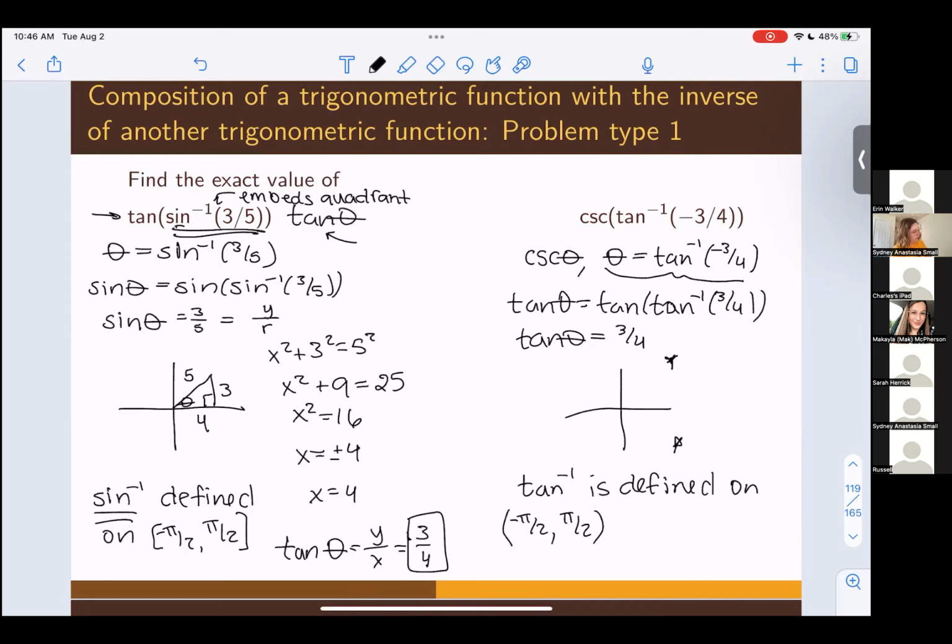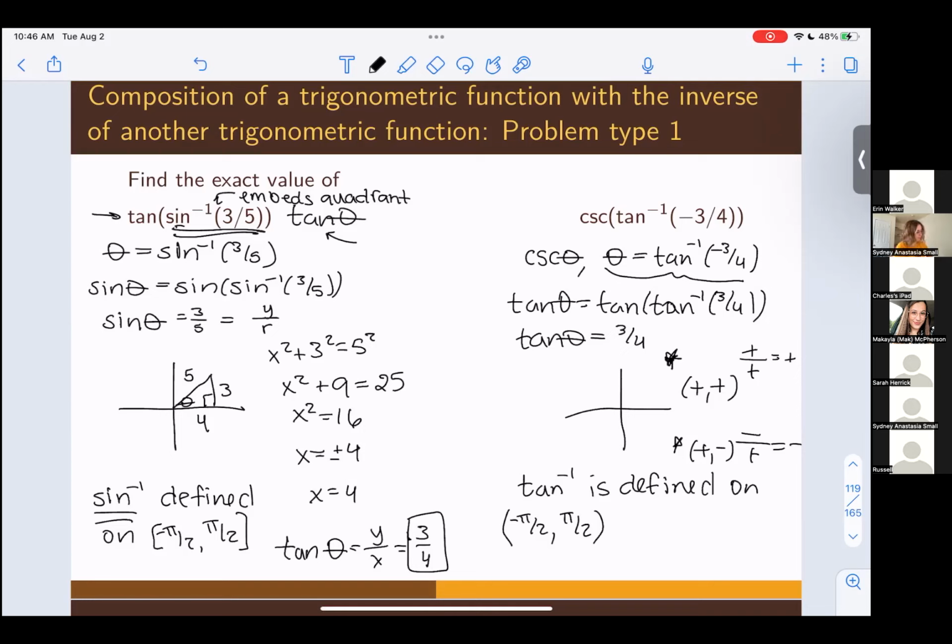If we recall, quadrant 1 has positive x and positive y values, which will result in a positive tangent because a positive divided by a positive is positive. Quadrant 4, we have positive x values and negative y values, which will result in a negative divided by a positive, which would result in a negative tangent. Our tangent value here, 3/4, is a positive 3/4. So we know we are working in quadrant 1 because that is the quadrant within the range of the inverse tangent function that has a positive tangent.